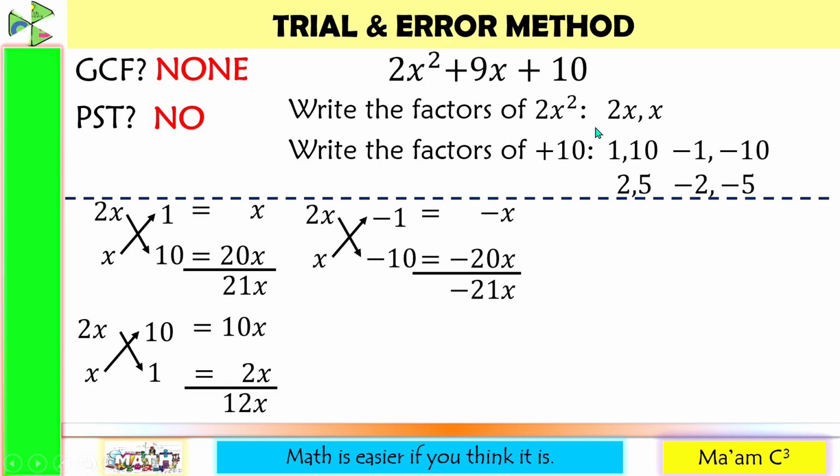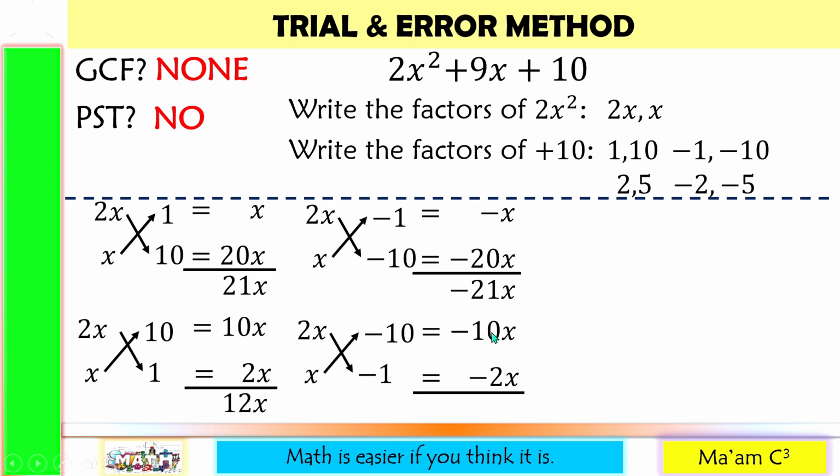I'll write again the factors of my first term, 2x and x. This time I'll interchange this 2. It will be negative 10, negative 1. Same procedure, cross multiply, x times negative 10, negative 10x. 2x times negative 1, negative 2x. I'll add this to negative 12x. Is still not my middle term. Imagine I already tried 4 combinations of my factors, but still nothing is equal to my middle term.